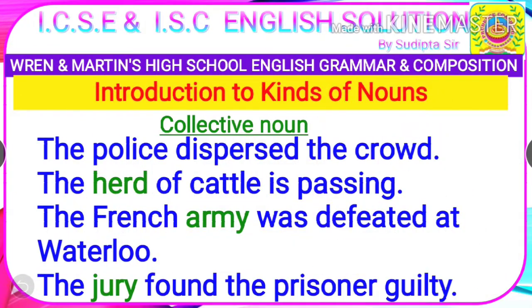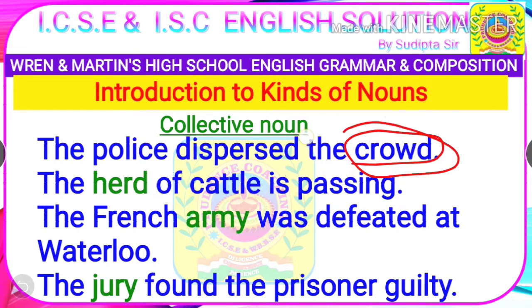Now there is the example of collective noun used in sentences like, "The police dispersed the crowd." Here the word crowd is the collective noun because it's referring to a group of people. The police dispersed the crowd. The crowd is a collective noun.